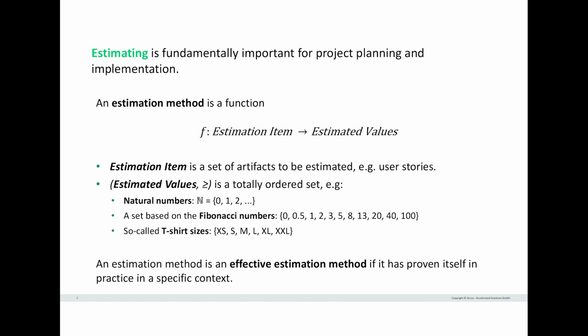We need the total order of the estimated values in order to be able to compare individual values with each other. As a set of estimated values, the natural numbers come into question. The subset 0.5, 1, 2, 3, 5, 8, 13, 20, 40, 100, based on the Fibonacci numbers, is used very frequently. The so-called t-shirt sizes are often used: XS, S, M, L, XL, XXL. We describe an estimation method as effective if it has proven itself in practice in a specific context.